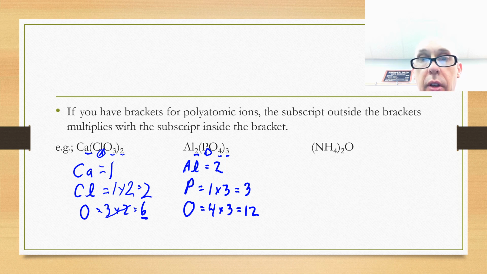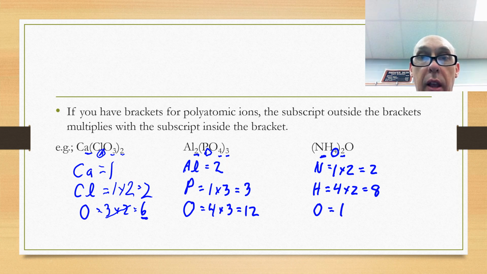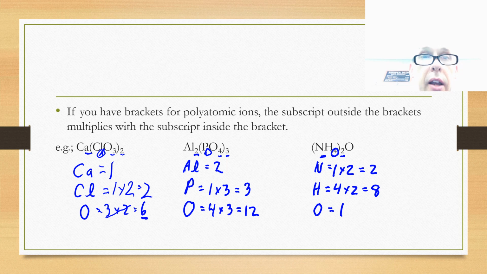Okay, the last example with brackets I've got here is ammonium oxide. So we've got the elements nitrogen, hydrogen, and oxygen. Now, nitrogen, there's no subscript, so that's a 1, times the subscript outside the brackets, that's 2, which equals 2. Hydrogen, the 4, times that 2 outside the brackets, is 8. The oxygen has no subscript, so it's just 1. So that's how we handle brackets. We simply multiply the subscript inside the bracket times the subscript outside the bracket.